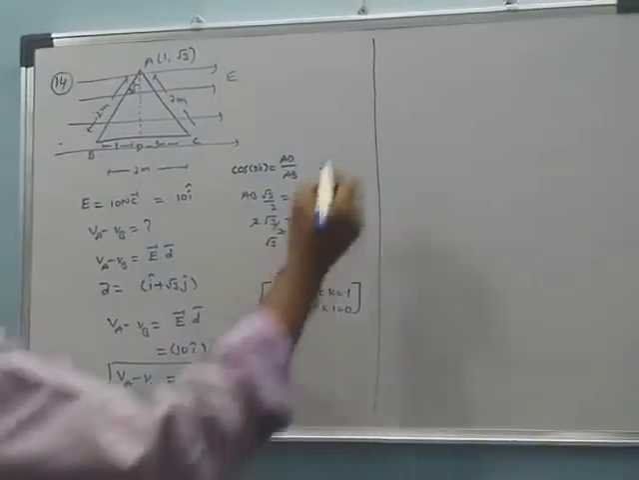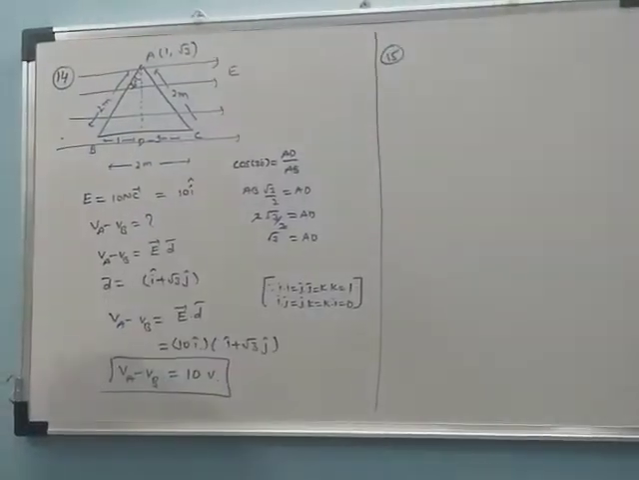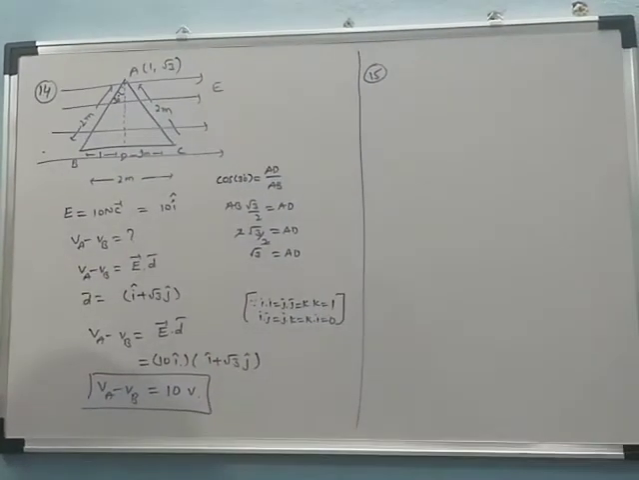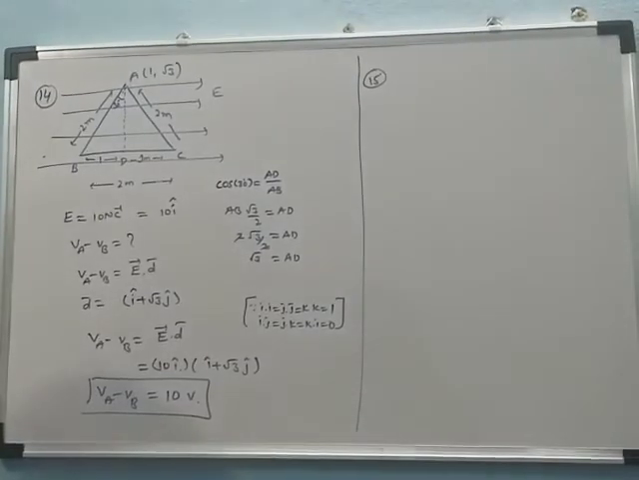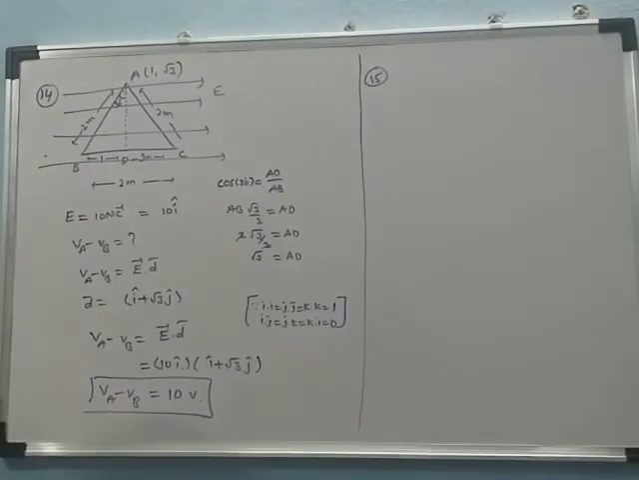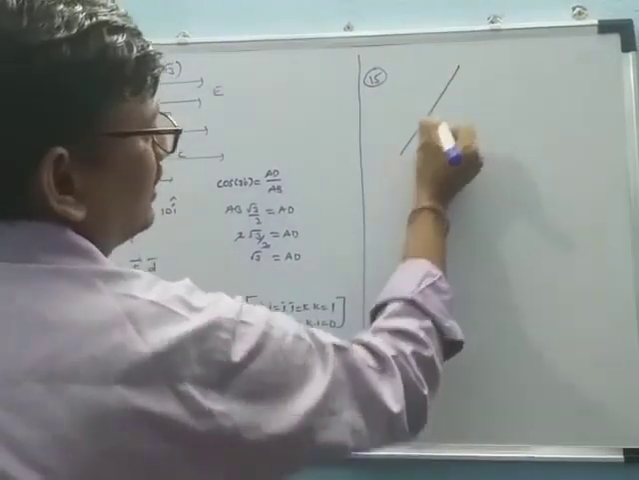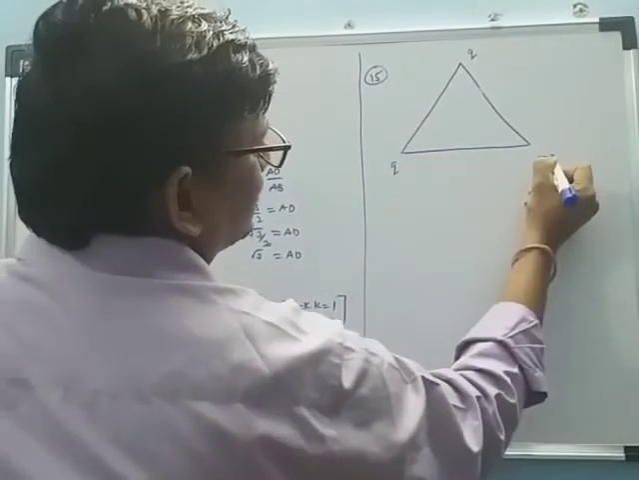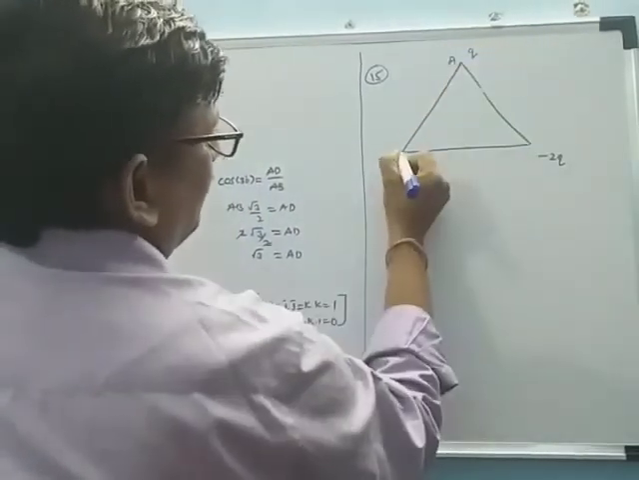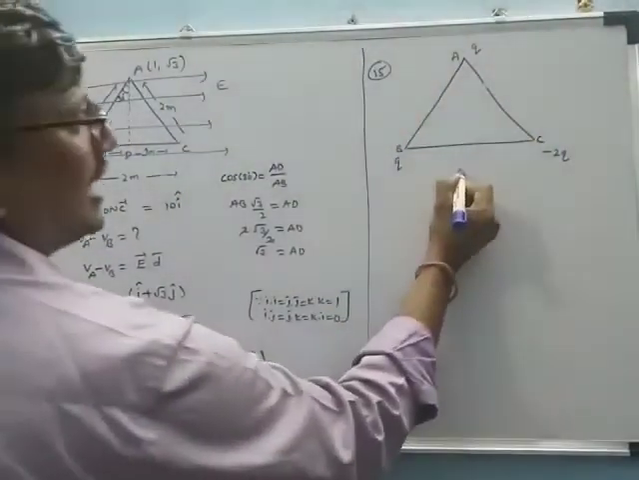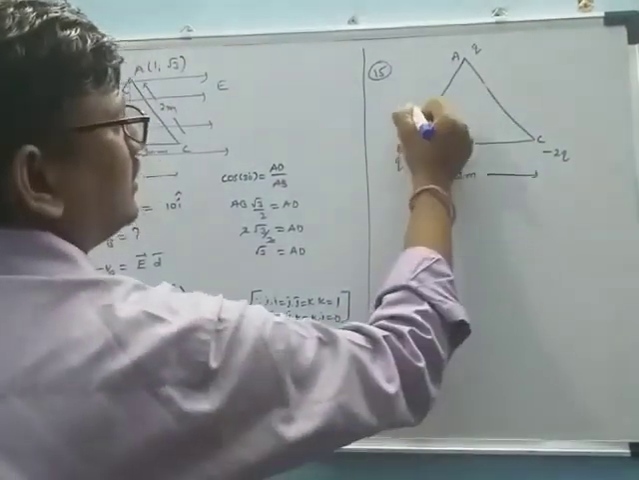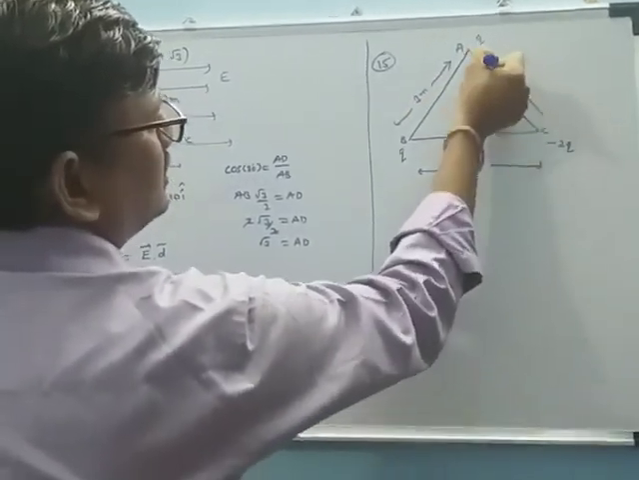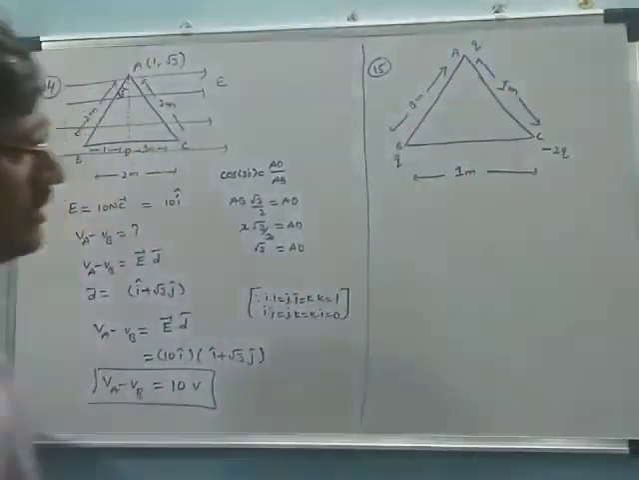Next we are discussing the 15th one. Electric charges Q, Q and minus 2Q are placed at the corners of an equilateral triangle ABC of side 1 meter. This is the equilateral triangle with the minus 2Q charge. These are the points A, B, C. Each side is 1 meter.